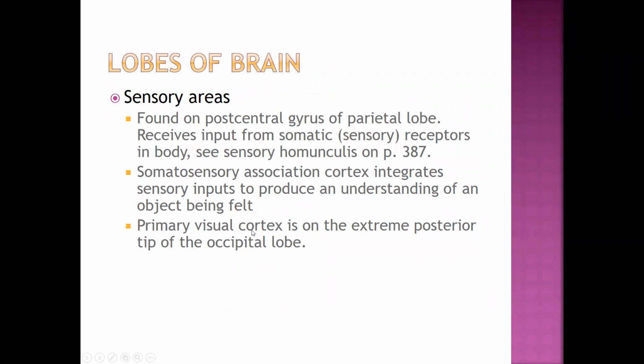Oh, and then primary visual cortex is on the extreme posterior tip of the occipital lobe. So touch, temperature, pressure, pain is parietal lobe. Let me underline some things. There you go. Somatosensory, parietal lobe: touch, temperature, pressure, and pain. Vision is occipital lobe.